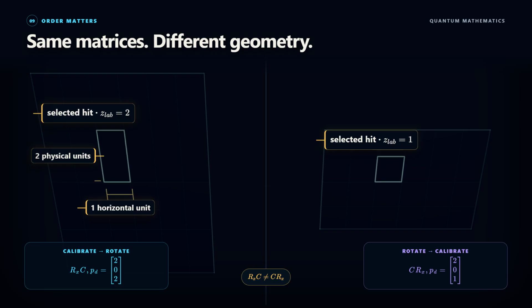For our hit, RC gives 2, 0, 2. CR gives 2, 0, 1. The side-by-side geometry makes the inequality impossible to miss. RC is not CR. Multiplying matrices composes transformations, and the order encodes which event happens first.